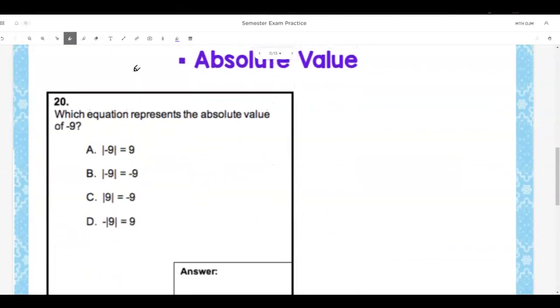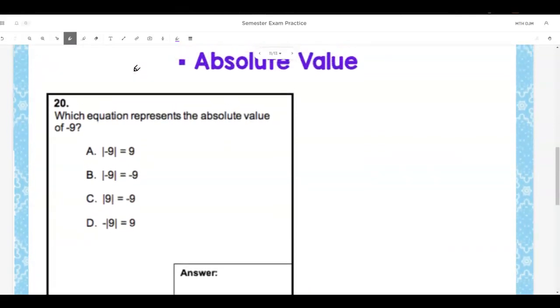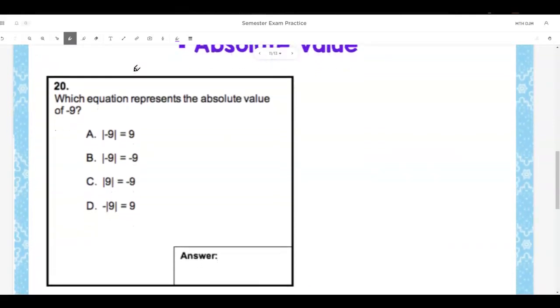All right, absolute value from the beginning of the school year, absolute value. Remember, absolute value is the distance from 0, distance. And absolute value is always positive.